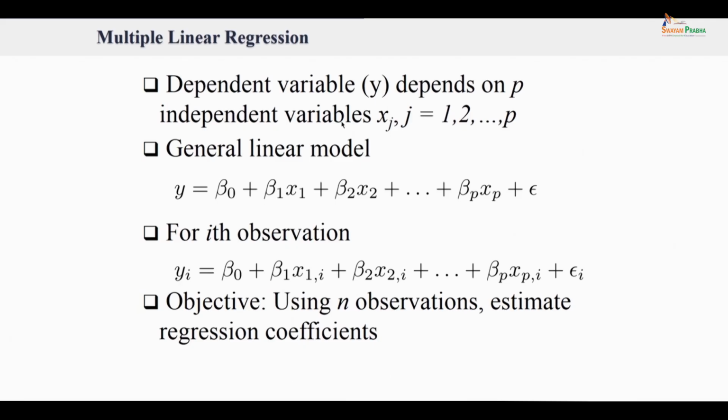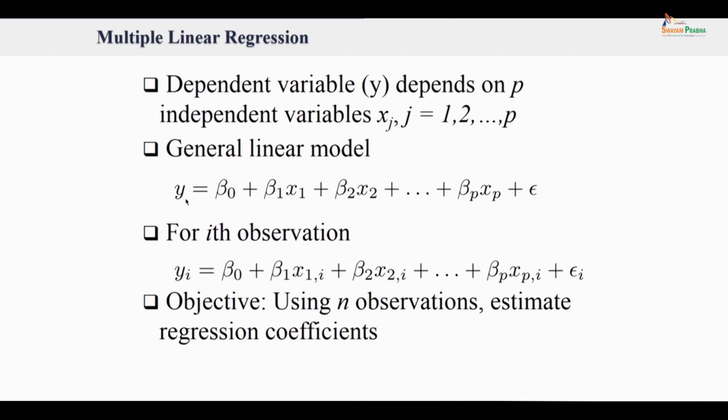but several independent variables. So as I said, we have a dependent variable which we denote by y and several independent variables which we denote by the symbols xj, where j equals 1 to p. There are p independent variables which we believe affect the dependent variable. We will try to develop a linear model between the dependent variable y and these p independent variables xj, j equals 1 to p. In general we can write this linear model as before.